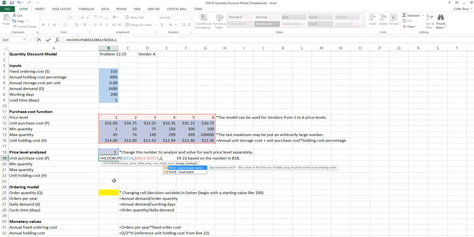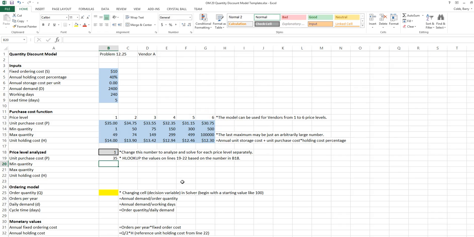The last element in the HLOOKUP formula is a cell that tells us whether we want an approximate match or an exact match. And we'd like to have an exact match. So we double click on false, type the close parentheses, and hit enter. To test this formula, we want to enter the other price levels and make sure that the unit purchase cost changes.